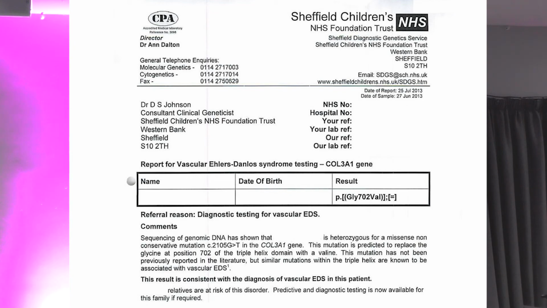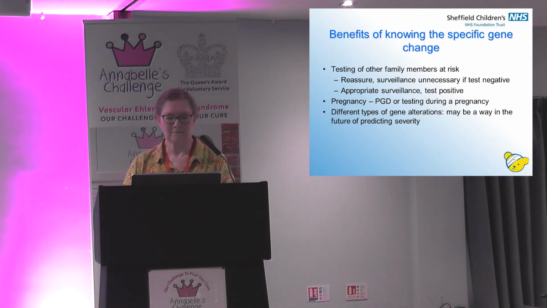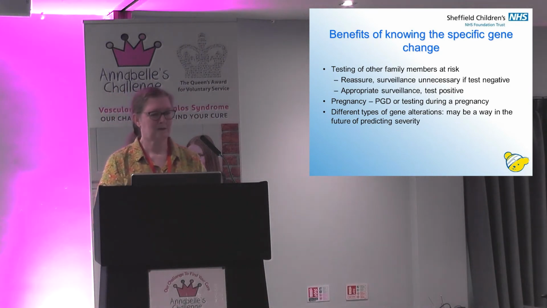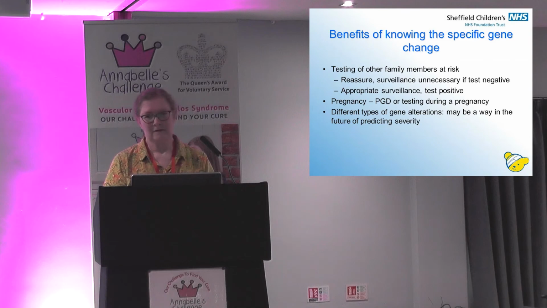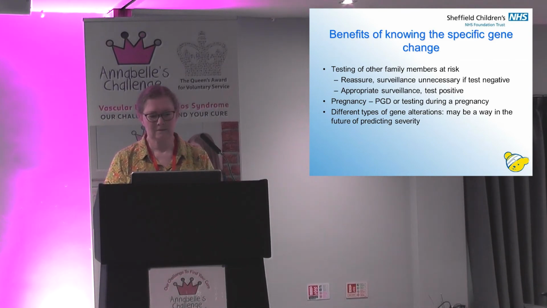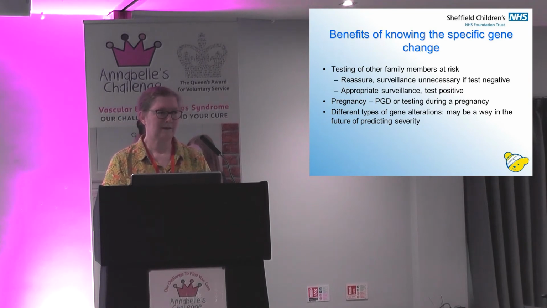So some people at risk of vascular EDS don't wish to have testing. Some people who are probands, who you might think have got vascular EDS, don't wish to have testing. That's perfectly understandable. What are the benefits of knowing the specific gene change? So one is that you can test other family members at risk. For those who are negative, you can reassure them that they don't need any surveillance. And if they are positive, they can have the appropriate surveillance.